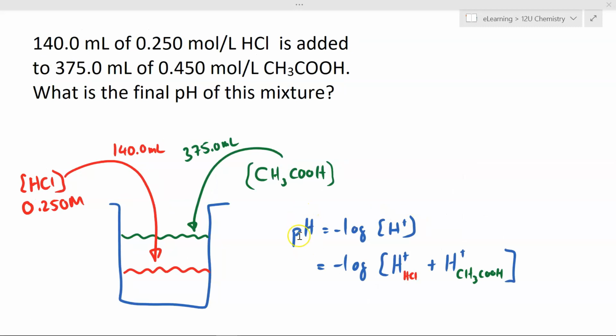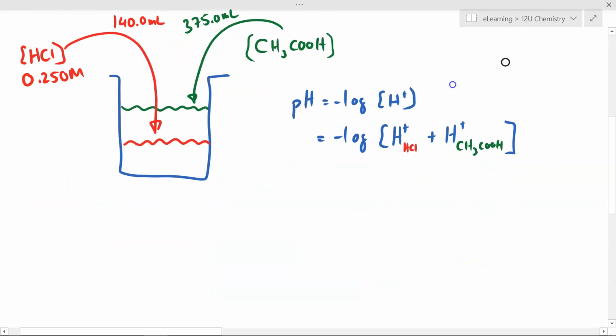Instead, we'll be using the equation pH is equal to negative logarithm of the H plus concentration. So remember, H plus really means hydronium, H3O plus. We're just using a short form for this. Now, because the hydrochloric acid and the acetic acid are both contributing H plus ions to the solution, really the equation is negative logarithm of whatever H plus is donated by the HCl and whatever H plus is donated by the acetic acid. So let's start off with how much H plus is donated by the hydrochloric acid over here.